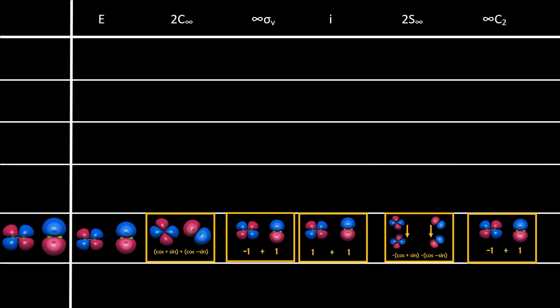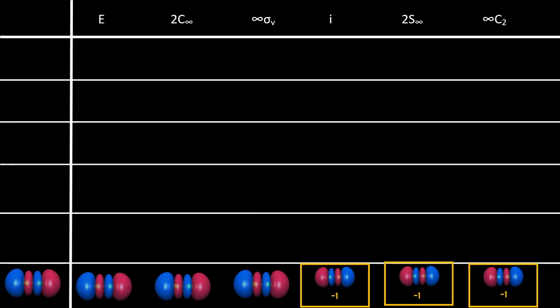The next pair of pi orbitals behaves in a very similar way, but with 2 important differences. Under inversion, both orbitals are now symmetric, so the character is +2. However, under the S infinity, the horizontal reflection changes the sign of the pi g set, so the character becomes -2 cos phi. Finally, for the last molecular orbital, the first 3 symmetry operations leave the orbital unchanged, giving 1, while the last 3 operations change the sign of the orbital, giving -1.